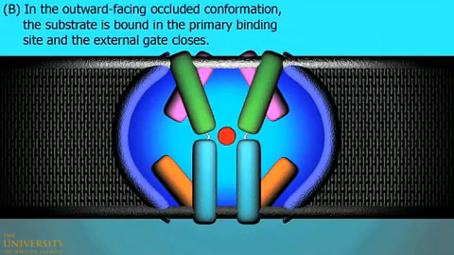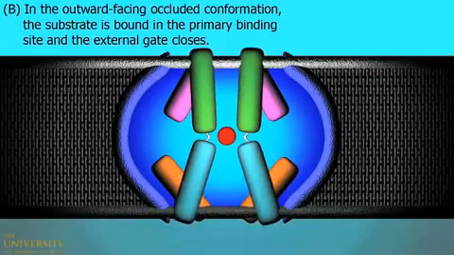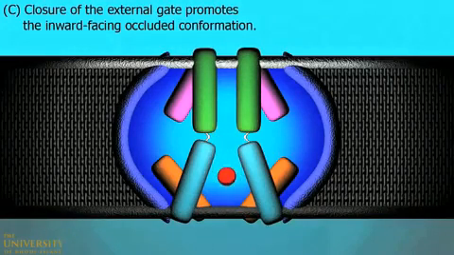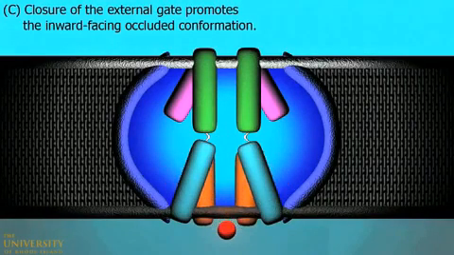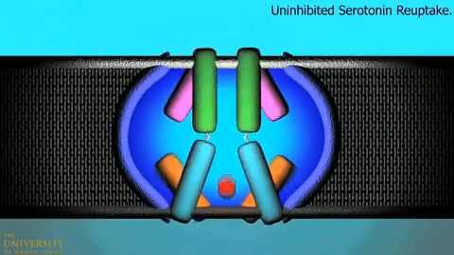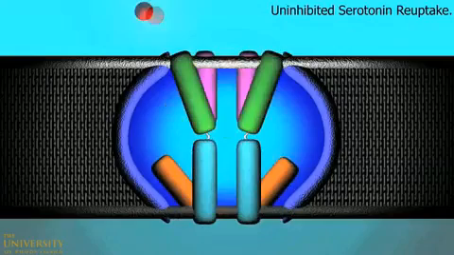In stage B, or the outward-facing occluded conformation, the substrate is bound to the primary binding site and the external gate closes. In stage C, closure of the external gate promotes the inward-facing occluded conformation, and in stage D, the inward-facing conformation opens its gate for substrate release. This conformation is hypothetical. During uninhibited serotonin reuptake, serotonin moves through the transport protein's gated rocker switches smoothly.